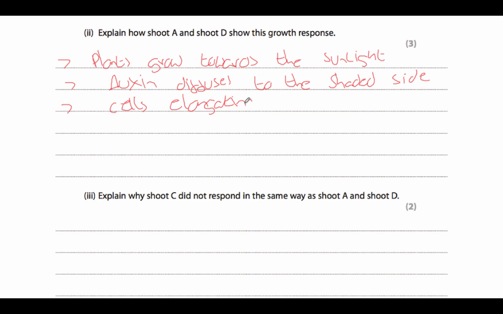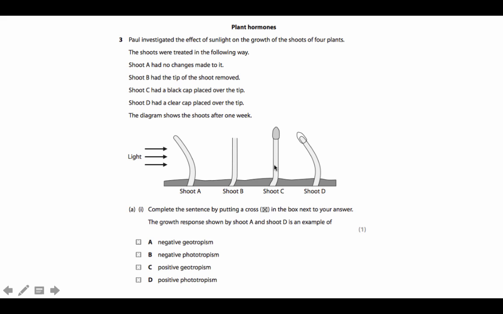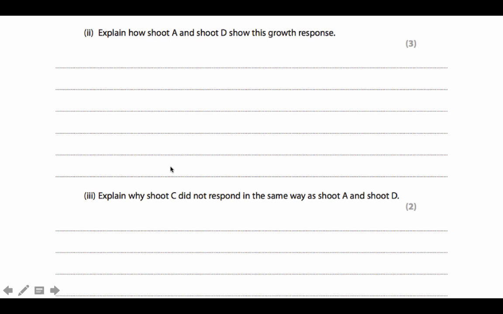elongating. Explain why shoot C did not respond in the same way as shoot A and D. Let's go back. Look at shoot C. It's covered with a black cap. So if it's covered with a black cap, it's not going to detect the sunlight. So no light to the tip. Yep, and to finish this off, the tip is where auxins are found.